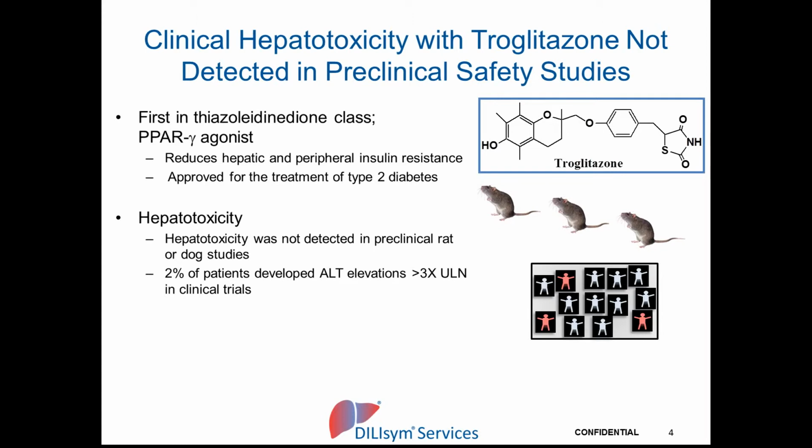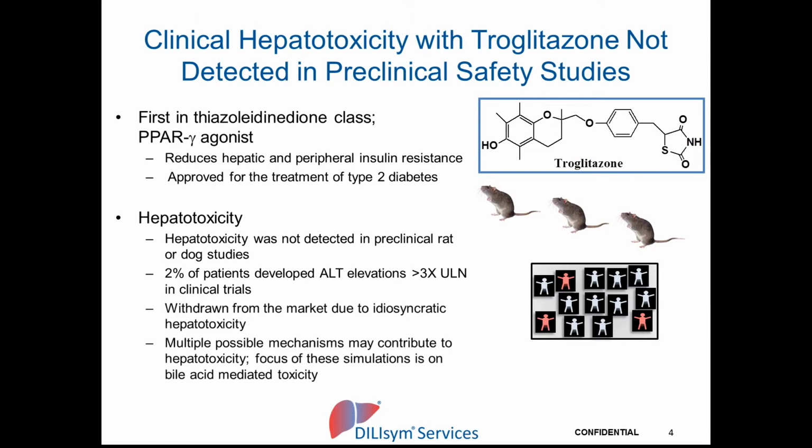The hepatotoxicity that was observed in the patients was relatively low, at only about 2% of the patients developing ALT elevations greater than 3 times the upper limit in the clinical trials. Nevertheless, it was withdrawn from market due to this idiosyncratic hepatotoxicity. And there have been a number of studies over the years since its withdrawal from the market, and hence many possible mechanisms may contribute to the hepatotoxicity.